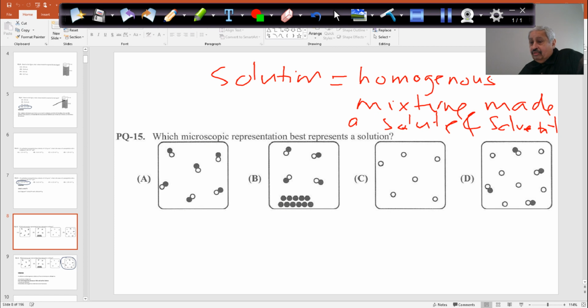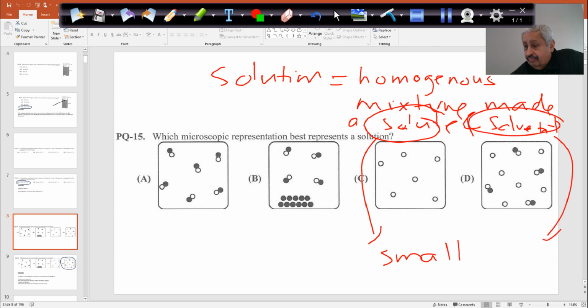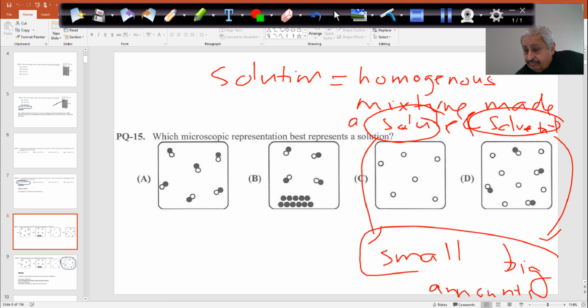So we have a solute in small amount, solvent in larger amount. That's the key. The solute is small, and the solvent is big. So look at this, and then you tell me which one represents a solution. This one is a solution. This one is not a solution.